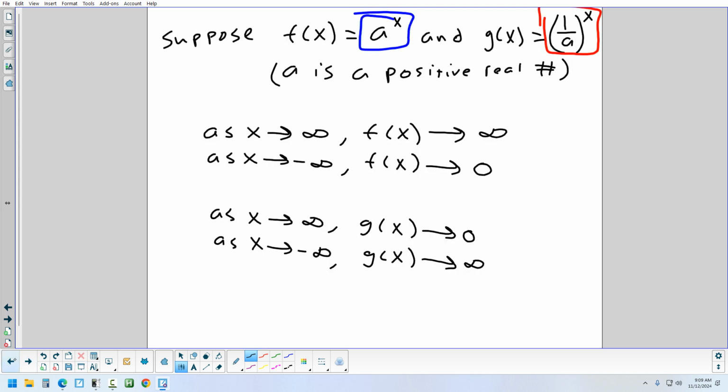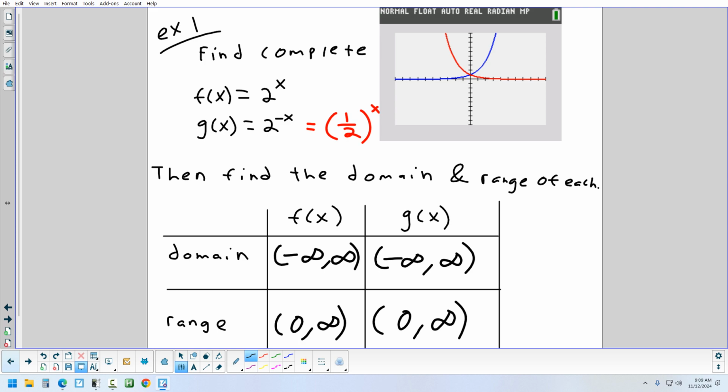So the key difference between the type of graphs we had in blue and the red ones is whether the base is above what number or below what number. What number is going to make the difference here between something being what we call exponential growth and something like exponential decay? How about Cecilia? What number do you think makes the difference?